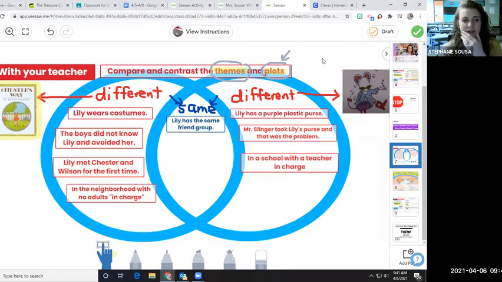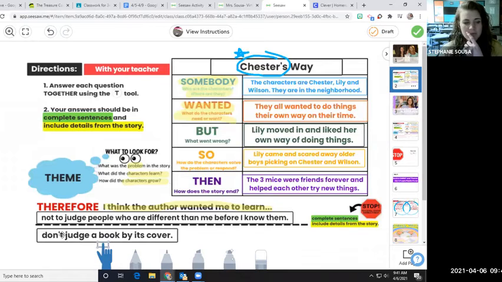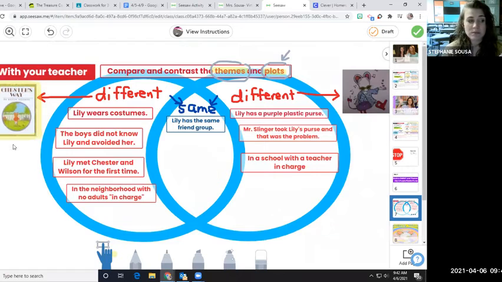Okay. We've talked about the plot. We haven't talked about the themes. Okay, let's go back and see what we put. On slide 2, we tracked Chester's Way. And there we had a theme that you shouldn't judge people. A lot of you said don't judge a book by its cover, or don't judge someone before you know them, or don't judge someone by the way they look. So their theme was a lot about judgment, okay? In Lily's Purple Plastic Purse, our theme was a lot more about anger management, right? And controlling our emotions. So those are two different themes, okay?